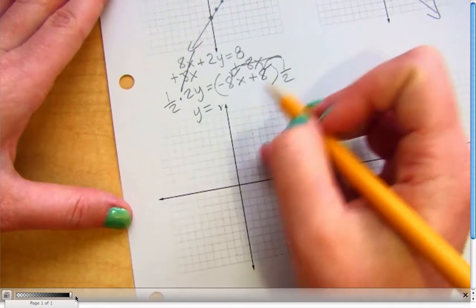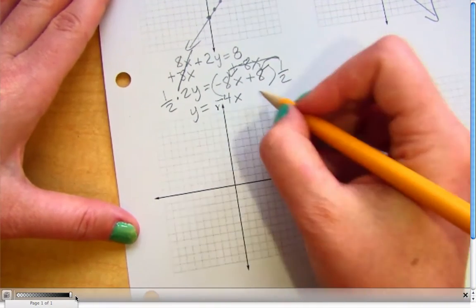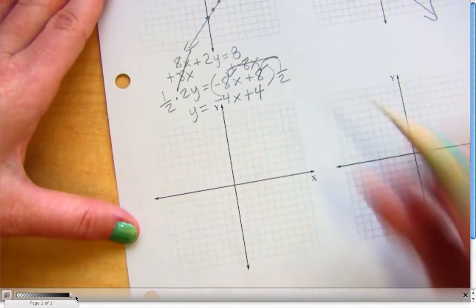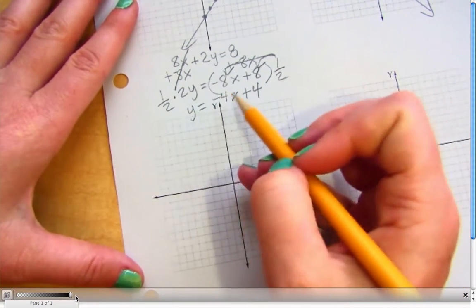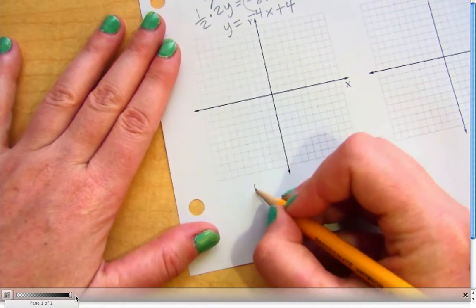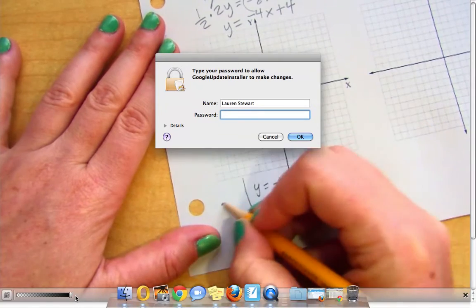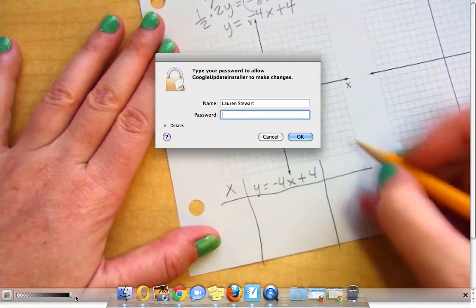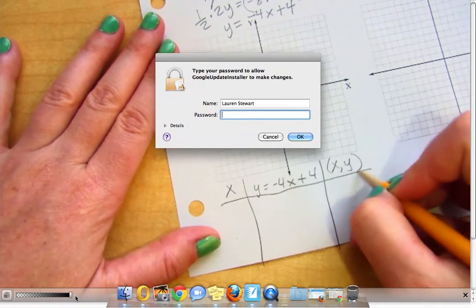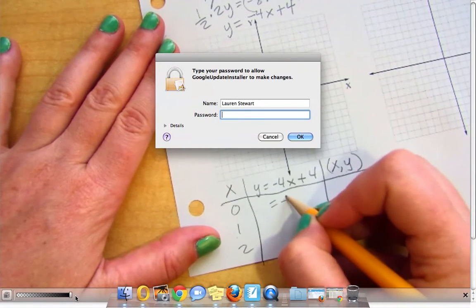So negative 8 over 2 simplifies to negative 4. Don't forget your x. And then positive 8 over 2 simplifies to positive 4. So I get y equals negative 4x plus 4. Right now I have a little room, so I'm going to do my table down here. So I have y equals negative 4x plus 4. So I'm going to do 0, 1, and 2. So I'm going to plug in 0.